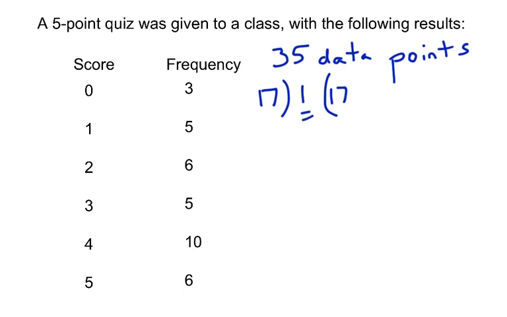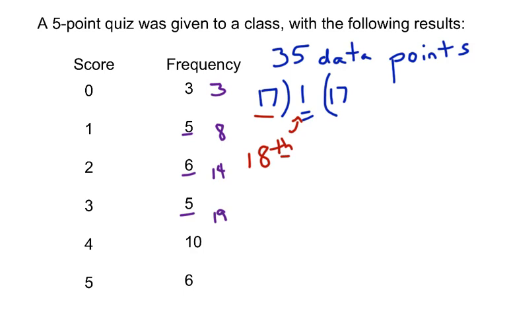Well, if we have 17 data points that are below the median, that would mean if we counted up from the lowest toward the highest, the 18th data point that we got to would be the one right in the middle. So we just need to count from the lowest toward the highest until we get to the 18th data point. So let's take a look. We have 3 here, then we have 5 of these, so we're at 8. Then we have 6 of these, so we're at 14 once we finish counting all the 2's. And then once we finish counting all the 3's, we're at 19.